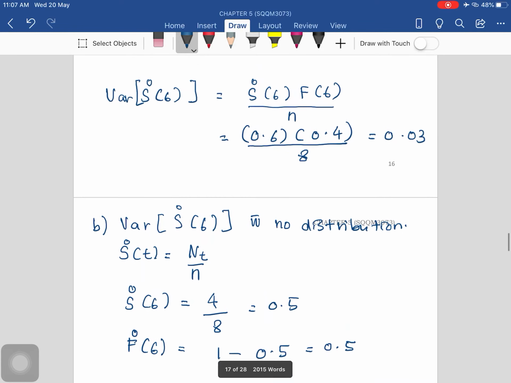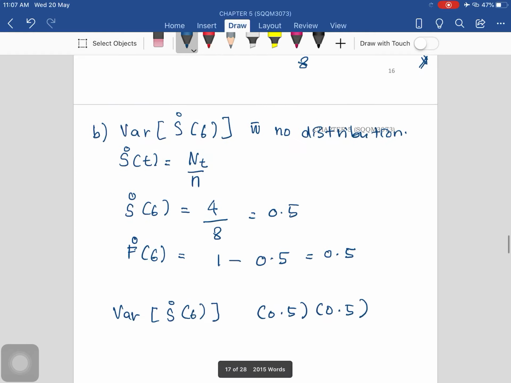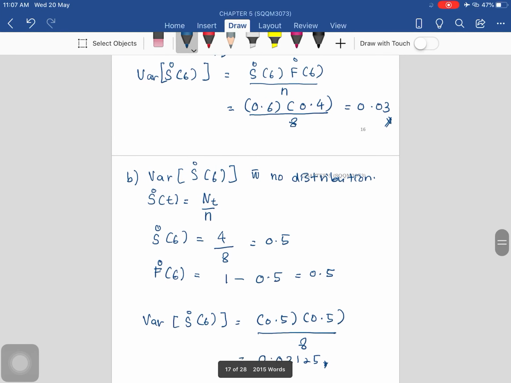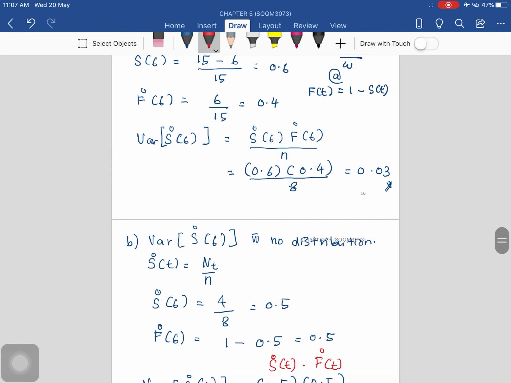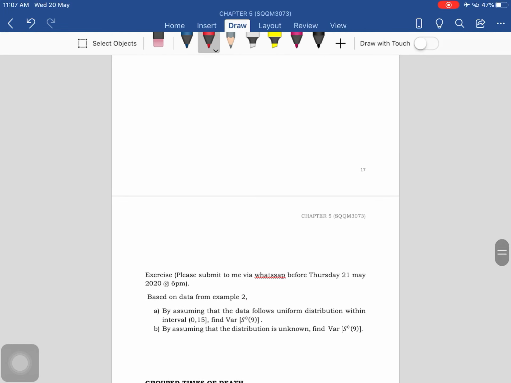If you compare the value for variance, it is just slightly different between the uniform distribution and if we do not follow any specific distribution. So this is ST times FT over N. Okay, same as this one. So it's easy.